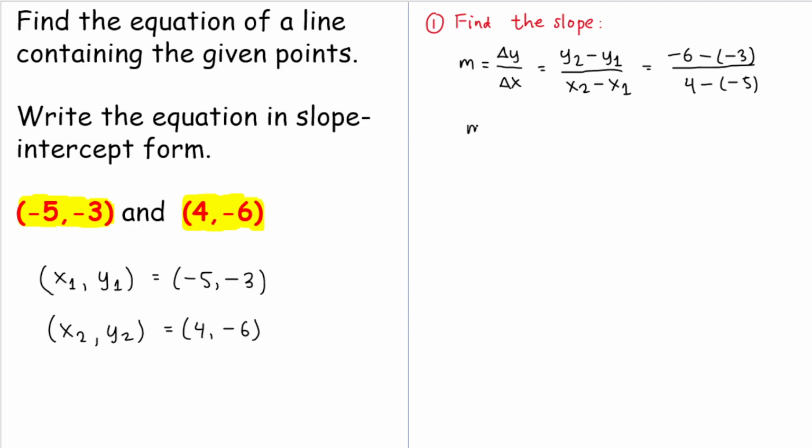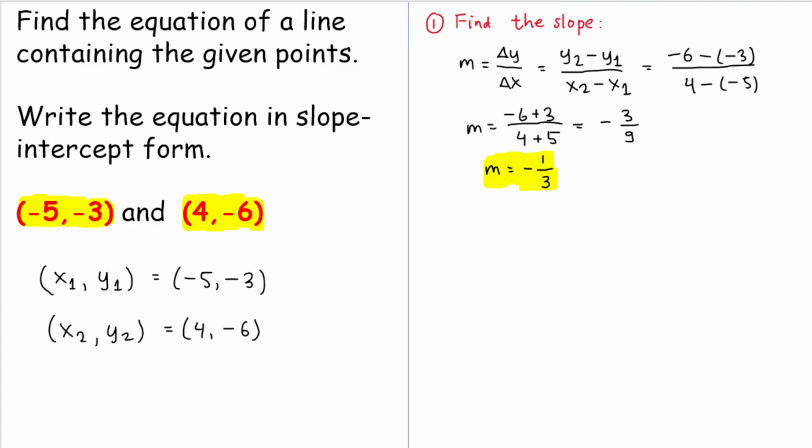Okay, so we will have this. The numerator will be minus 6. Minus and minus becomes plus. So I'll have plus 3. And then divided by 4. Minus and minus becomes plus. And I will have 5 here. And so we'll have minus 6 plus 3. We will have minus 3 over 9. Or simplifying this, we will have minus 1 over 3. Right? So we have our slope here.